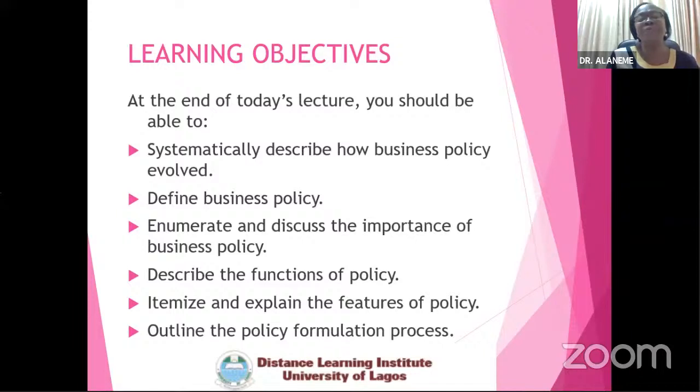For us to move on, we need to look at the learning objectives. What are we expected to have learned at the end of today? I believe that at the end of today's lecture, you, as an individual, should have been able to systematically describe how business policy evolved. You should be able to define business policy. You should be able to enumerate and discuss the importance of business policy, describe the functions of policy, itemize and explain the features of policy, and also outline the policy formulation process.